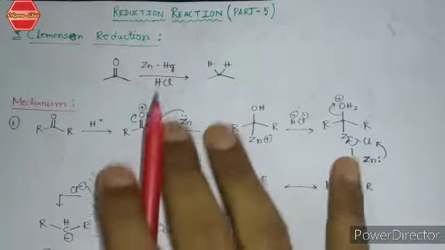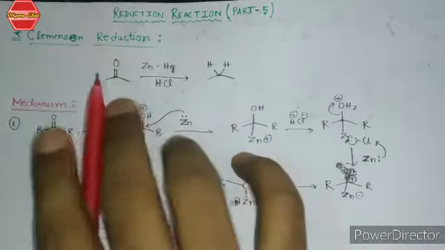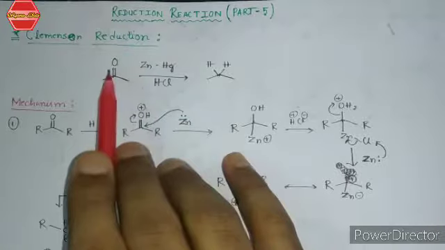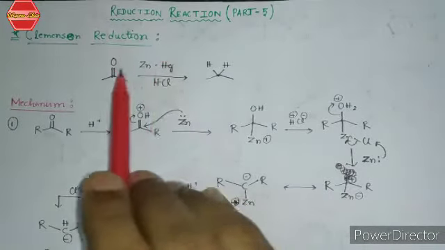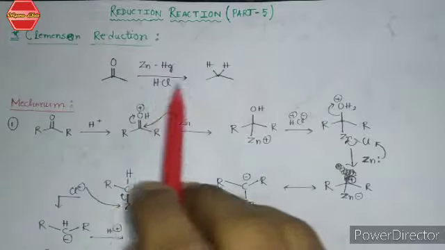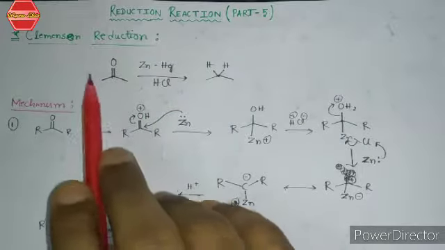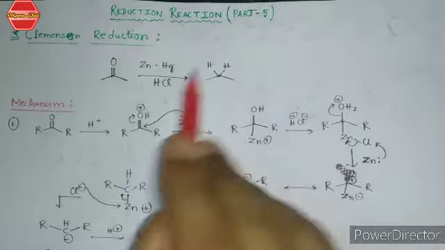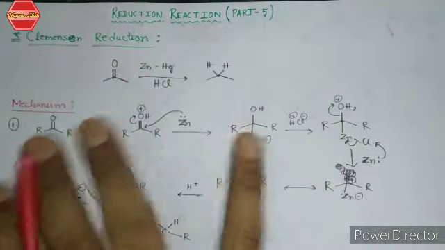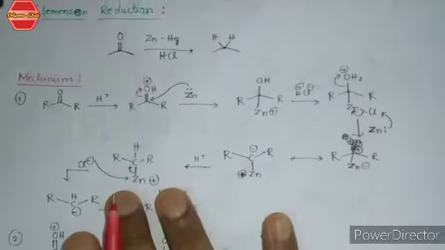So let's start. Now see, in case of Clemmensen reduction, the reduction takes place by using zinc amalgam in presence of acid, some kind of HCl. Okay, so you can reduce this ketone to a CH2 unit. Let's see how the mechanism proceeds and how the reaction works.